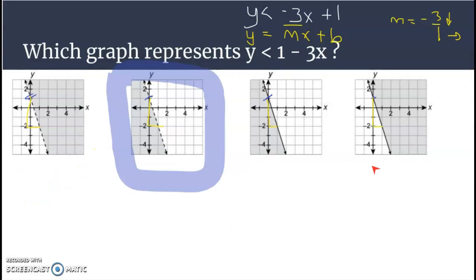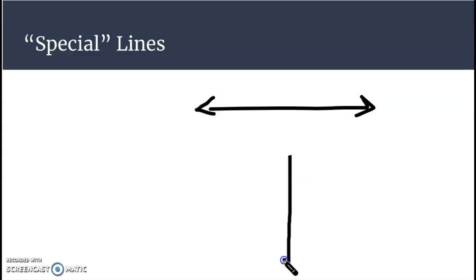All right, now let's talk about special lines. I like to call them special lines, and they come in two flavors. We have horizontal lines, which look like this. We have vertical lines, which look like this. The vertical line goes up and down, the horizontal lines left and right. Horizontal lines just have a y in the equation. Vertical lines just have an x in the equation.